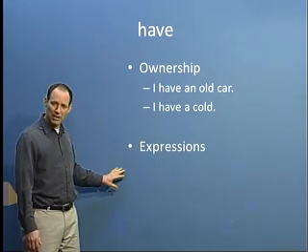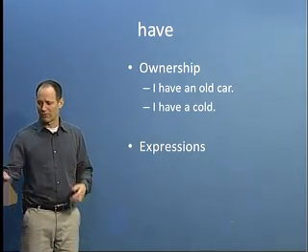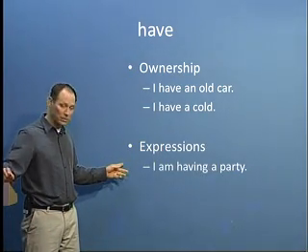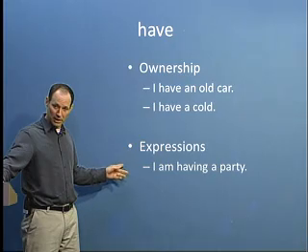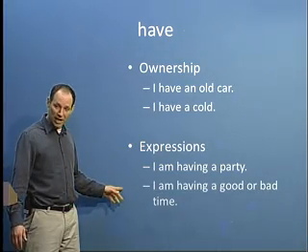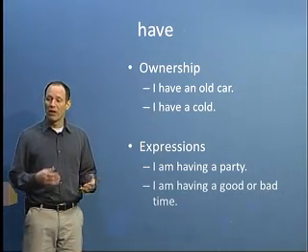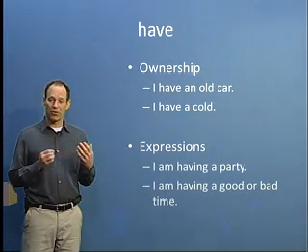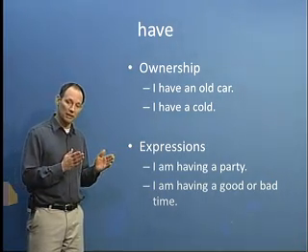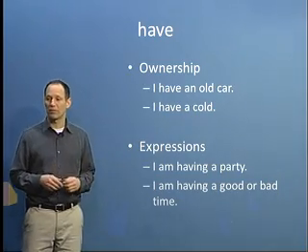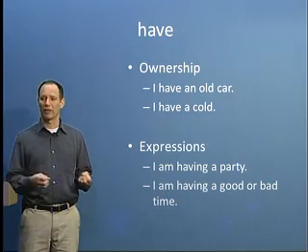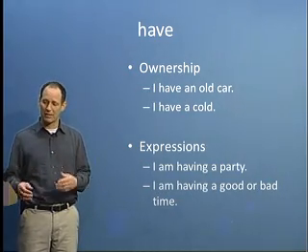With certain expressions, we see have as an action verb. I'm having a party. This would be seen as an action meaning. I'm having a good time or a bad time. These would be examples of an action meaning for the verb have. So it could be present simple or present progressive, and it's just with certain expressions, with a party or a good time, or a bad time.